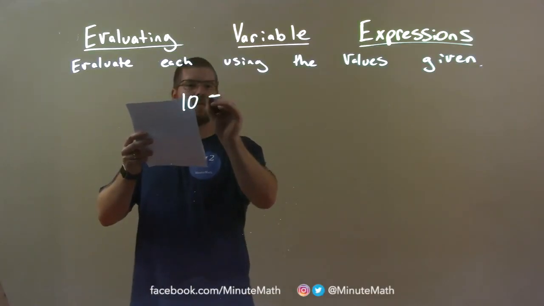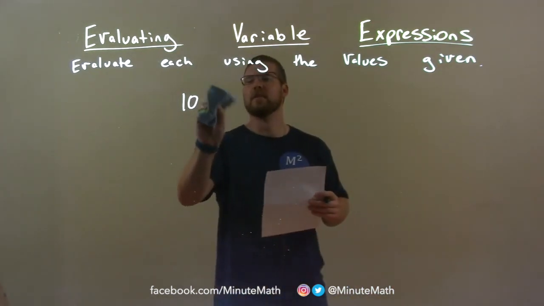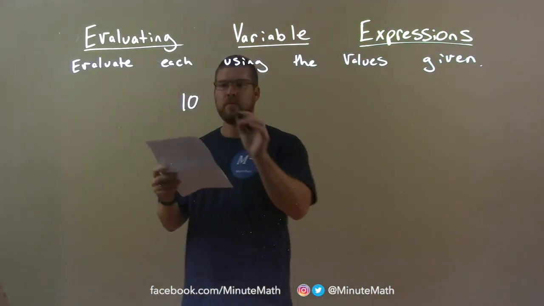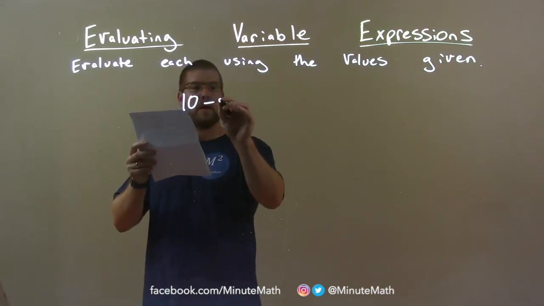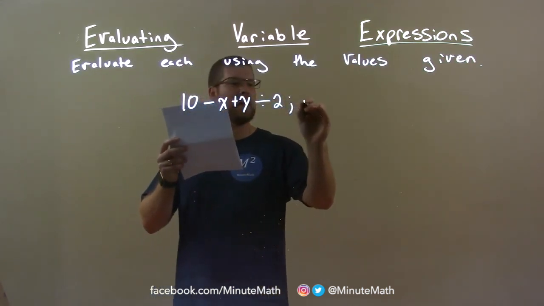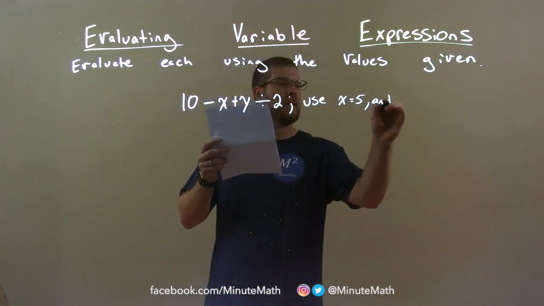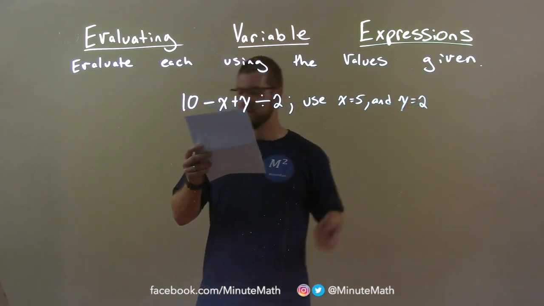10 minus, it's kind of a high subtraction sign there, so let's go fix that. You know, it's kind of pointless, but subtraction, x plus y divided by 2. And we're using x to be 5 and y to equal 2.